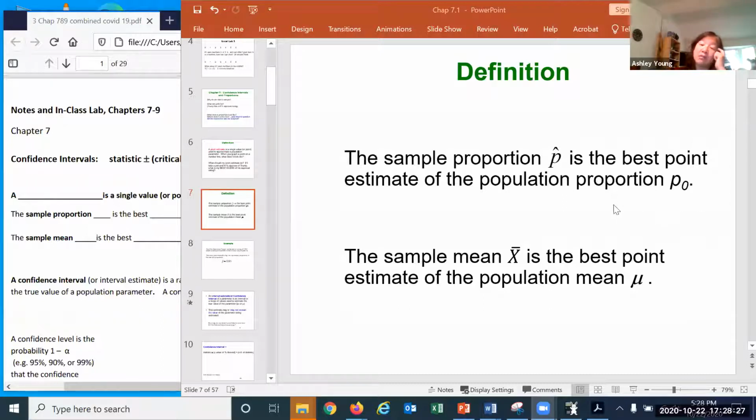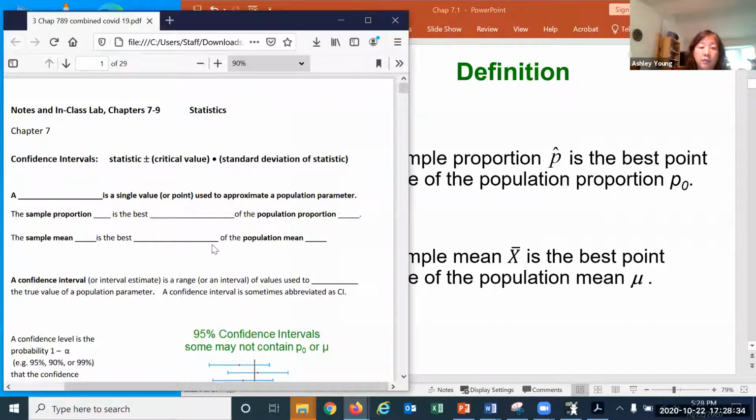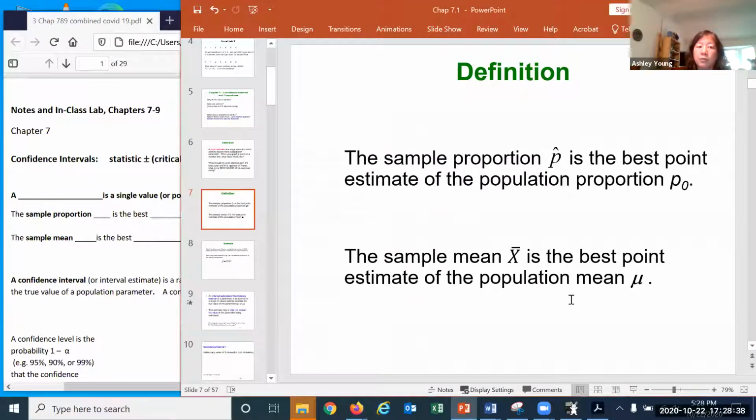So I'm not going to ask everybody. I'm just going to take a sample. So you guys are filling us in here, right? The sample mean, X bar, is the best point estimate of the population mean, mu.